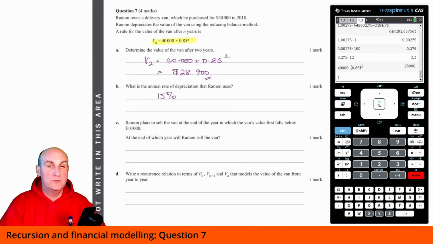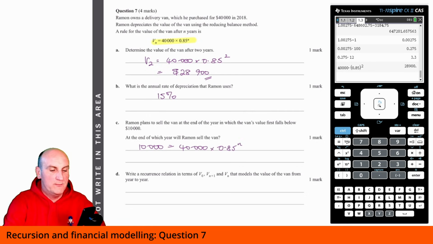Ramon plans to sell the van at the end of the year in which the van's value first falls below $10,000. At the end of which year will Ramon sell the van? Now, again, we've got to be careful here because this is a bit of a trick question. So first thing I'm going to do is I'm going to look for when the van's equal to $10,000. So 40,000 times 0.85 to the power of n.